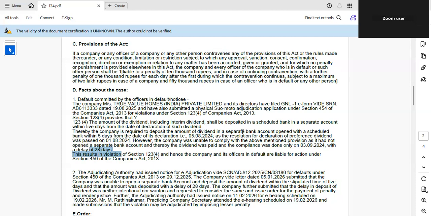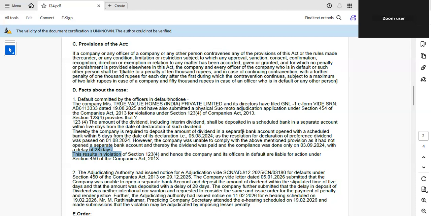So ROC observed that the dividend was declared on 1st August and the deposit was required by 5th August 2024, because within 5 days it has to be deposited. But here the actual deposit was on 3rd September. So the delay is clearly established at 28 days. This is a violation of Section 123(4). Therefore, penalty under Section 450 was attracted.